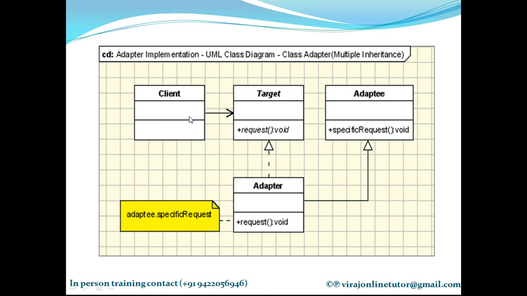So here I have a client class which is requesting the request in this format, but the adaptee has the interface of specific request. So I have an adapter which inherits from target and inherits from adaptee, and in this request function I am calling specific request of adaptee. So this adapter is converting the request in this format into this format, because the request definition of the adapter will call specific request of adaptee. So this is a class adapter.